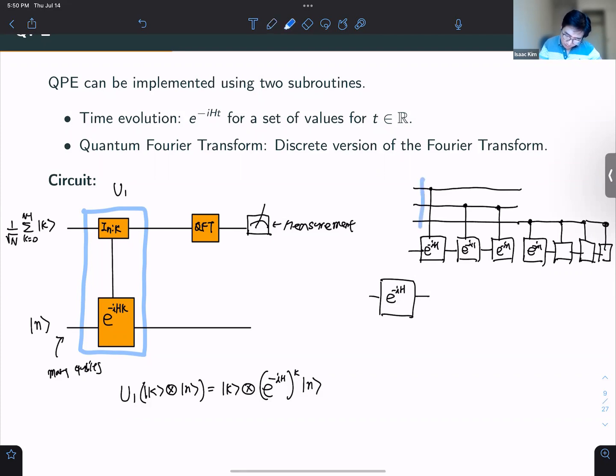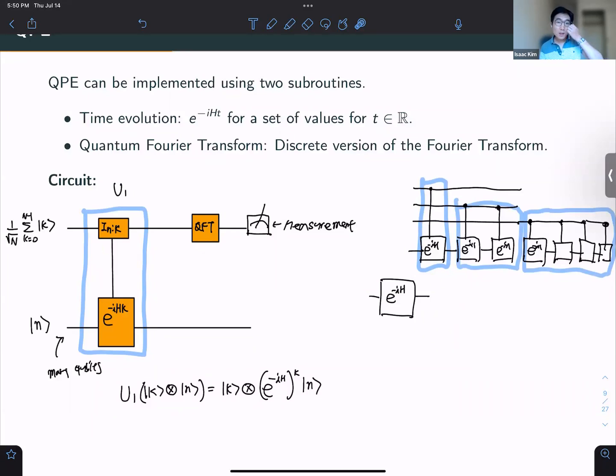So you can see that in this first part, you're applying the control unitary once. In the second part, you're applying the control unitary twice. And in the last part, you're applying the control unitary 4 times. And you can convince yourself that this actually realizes this unitary U1.